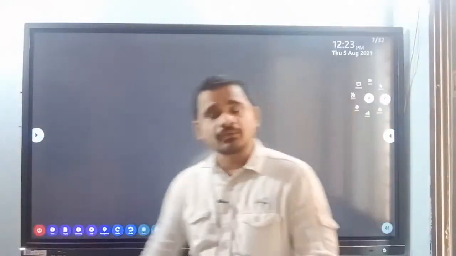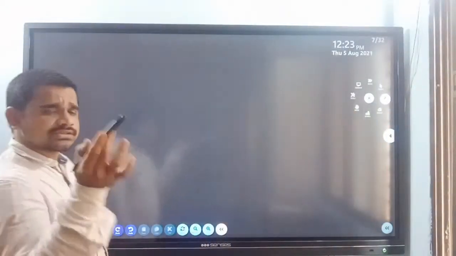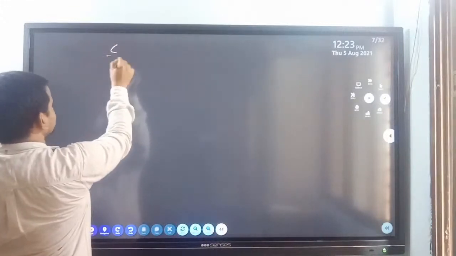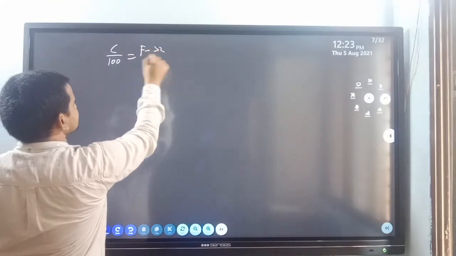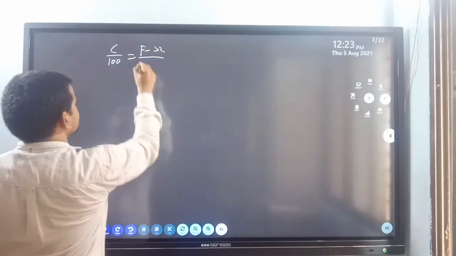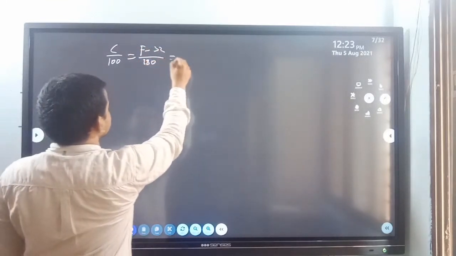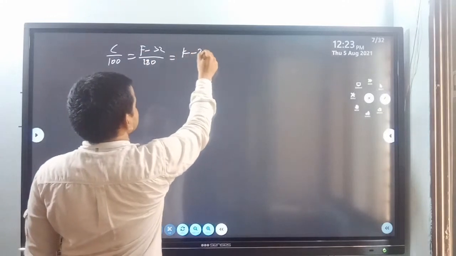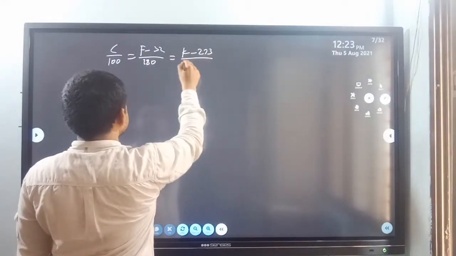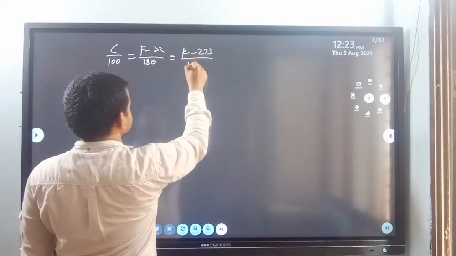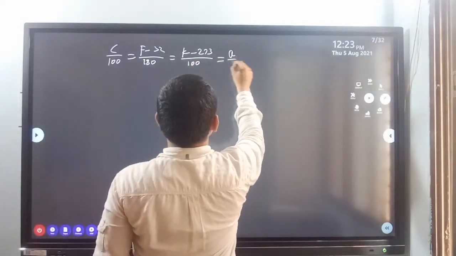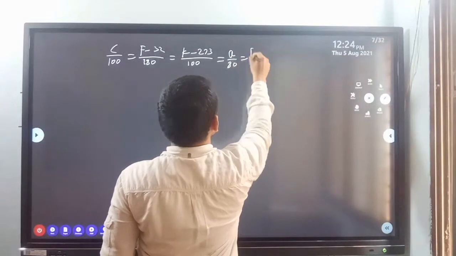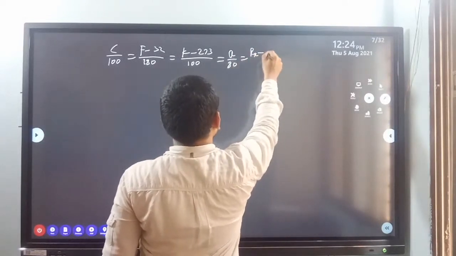This is the way of drawing the graph. Any graphs you can draw. See here, I have drawn a graph between C and F, using this relation. And one more graph is drawn between K and C also. You can make a graph between these two also. Any two you can try, then we'll get an idea here.